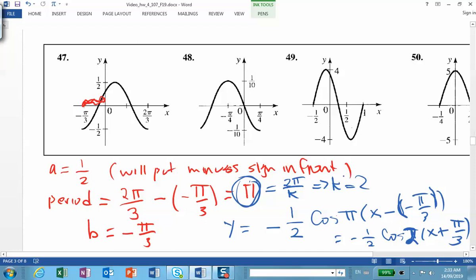So let's check it. Let's actually check this thing. For example, what happens when I put x equal to minus pi over 3? Think about it. What happens in this expression when I put x equal to minus pi over 3? Well, I get cosine of 2 times 0. Cosine of 2 times 0 is cosine of 0. Cosine of 0 is 1, and you get minus 1/2, and that's exactly what you're supposed to get. At minus pi over 3, you should get a minus 1/2. Good. 3 more to go.